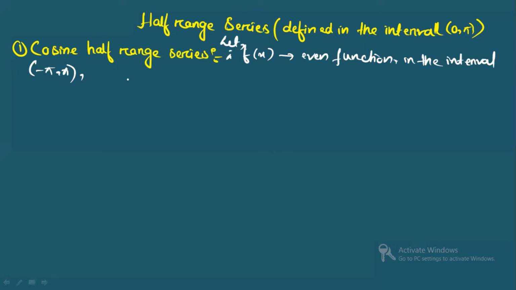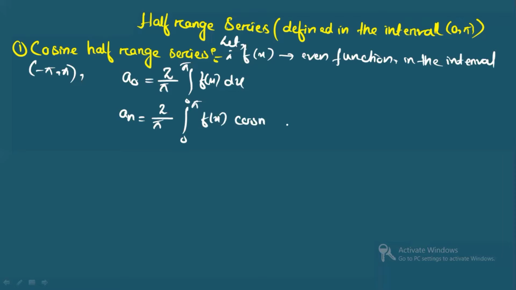So for the cosine series, we will calculate a naught and an. a naught is equal to 2 by pi, because it is an even function and the interval is 0 to pi, integral of f(x) dx. Similarly, an is equal to 2 by pi, integral from 0 to pi of f(x) cos nx dx, because we are having pi. And bn will be equal to 0. So this is the cosine half range series. You will have a naught and an. Clear?